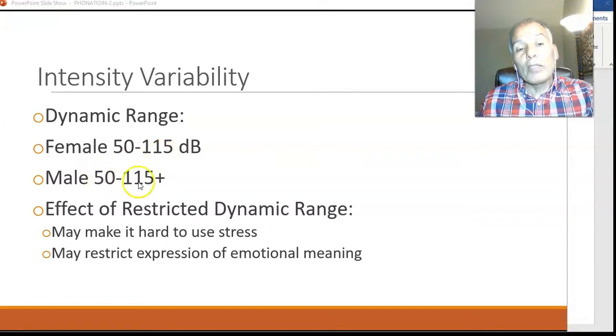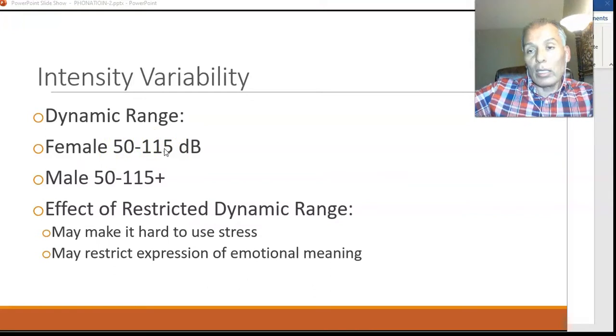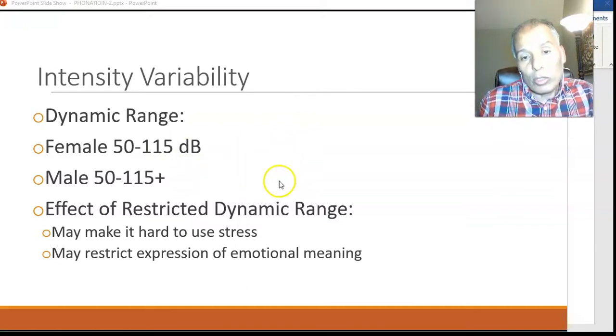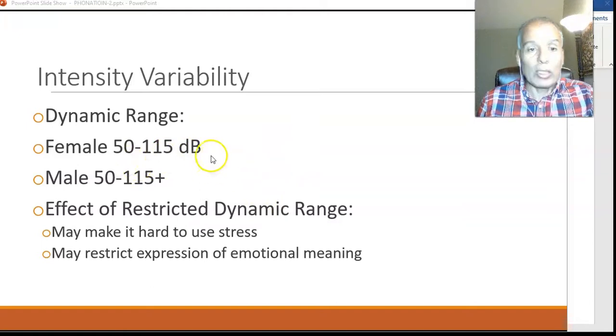The male is 50 to slightly higher than 115, because remember, the males have more air inside of the lungs, and they can put more pressure as a result of that. That will make the voice louder. So if someone has a restricted dynamic range, say, this from 50 to 115, you can make lots of effects if you are singing or speaking, smoothly going from one end to the other. But with a voice disorder that affects the vocal fold properties, that is going to make that range restricted, and the person will not be as expressive, and that will cause also a monotone.